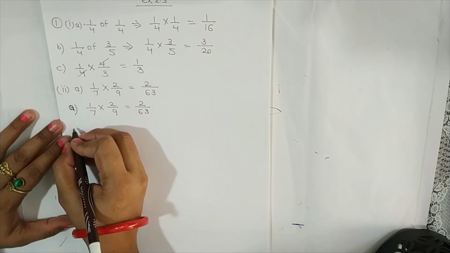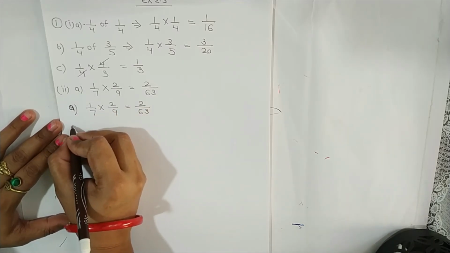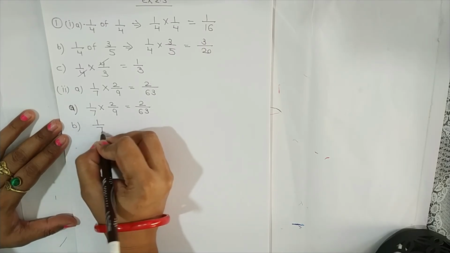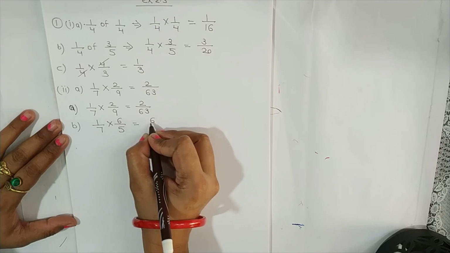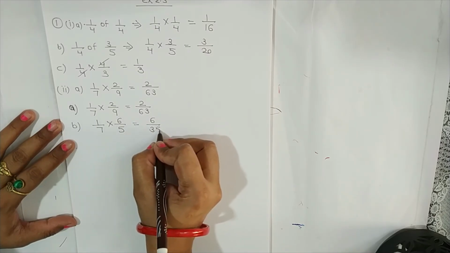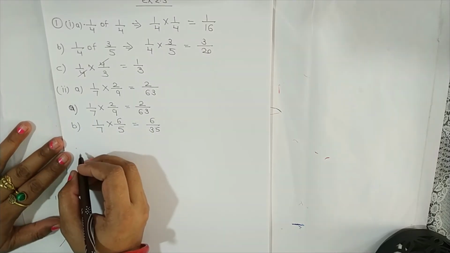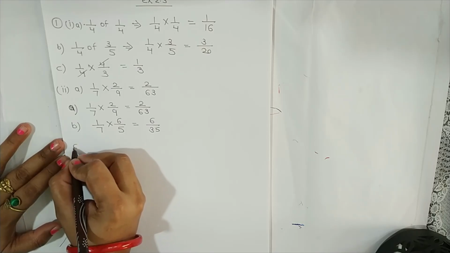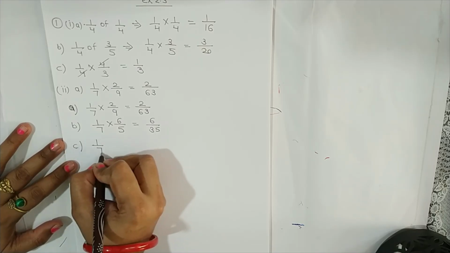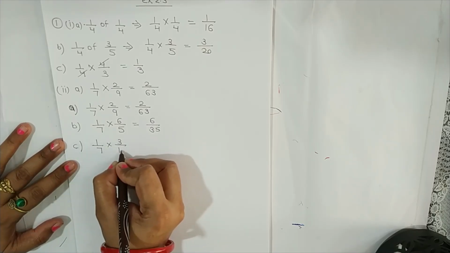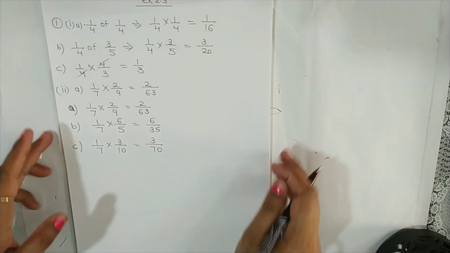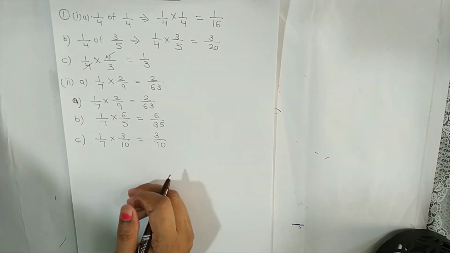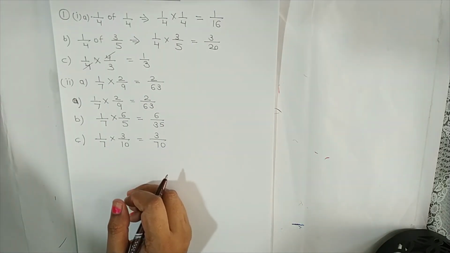Now B is 1 upon 7 of 6 upon 5. So it will be 6 upon 35. Then C, 1 upon 7 of 3 upon 10. So it will be 3 upon 70. Now move on to question number 2.